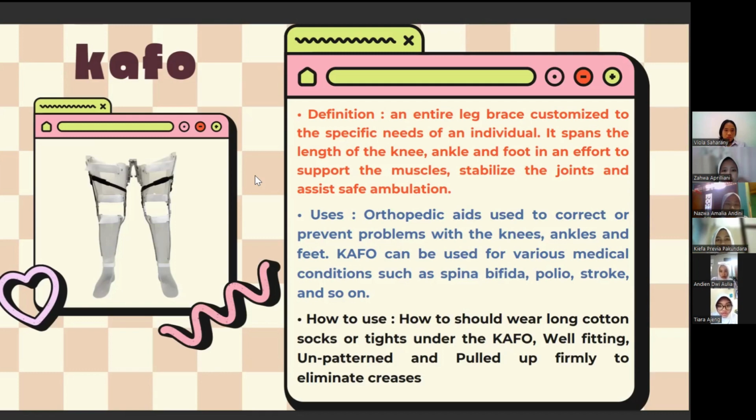It's used to correct or prevent problems with the knees, ankle, and feet. CAFO can be used for various medical conditions such as spina bifida, polio, stroke, and so on. How to use: you should wear a long cotton sock or tights under the CAFO, well fitting, unpatterned, and pulled up firmly to eliminate creases. The next presentation is Areta. Areta, time is yours.